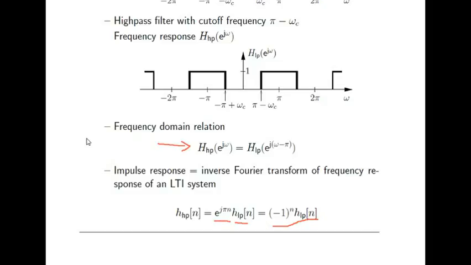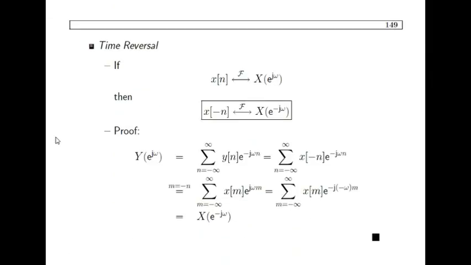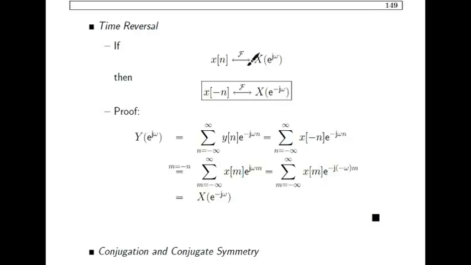The next property which I am going to teach you is the time reversal property. In the time reversal property, I replace the independent variable n of our original signal with minus n. We have x of n and its Fourier transform is X of e to the power j omega. Then the Fourier transform of x of minus n will be X of e to the power minus j omega. For the proof, let's say we have Y of e to the power j omega, which is the summation from n equals minus infinity to infinity of y of n e to the power minus j omega n, which equals the summation from n equals minus infinity to infinity of x of minus n e to the power minus j omega n.